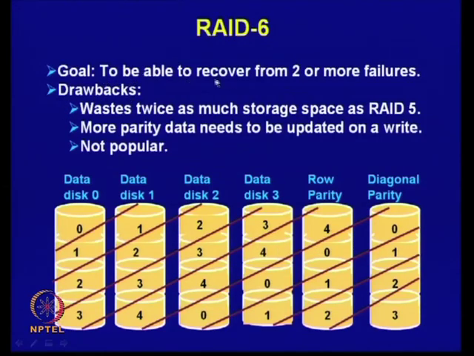So, as I have already mentioned, to recover from two or more failures, you have to go for RAID level 6. The drawback is that it wastes twice as much storage space as RAID level 5, and more parity data needs to be updated on a write. So, whenever you are writing data, this will be more complex, because you have to write data not only in the row parity, you also have to write data in the diagonal parity. And as you can see, you have to access multiple disks to generate the row parity at the block level and the diagonal parity at the block level. That calculation will involve access of several disks, and that is why writing is very complex and takes time. And that is the reason why this RAID level 6, although it has been proposed after RAID 5, is not commonly used.